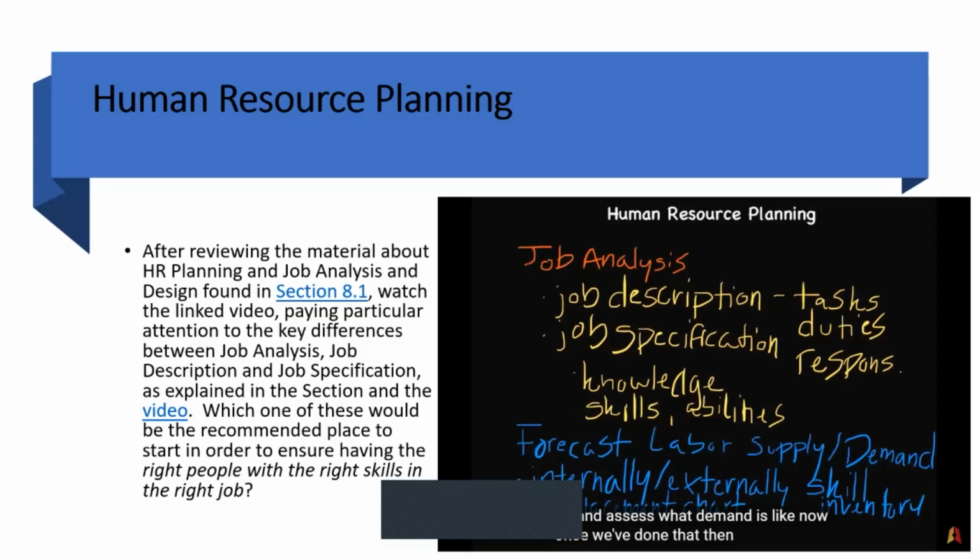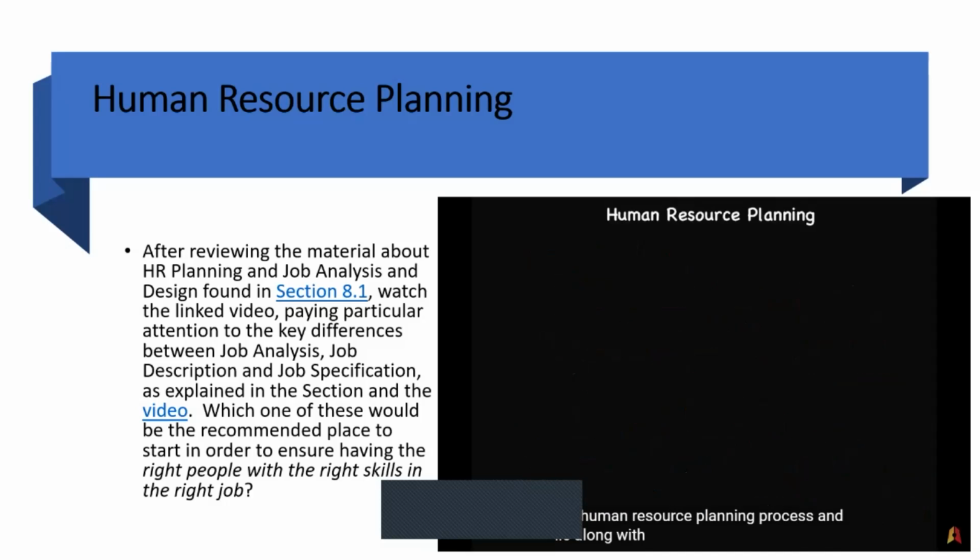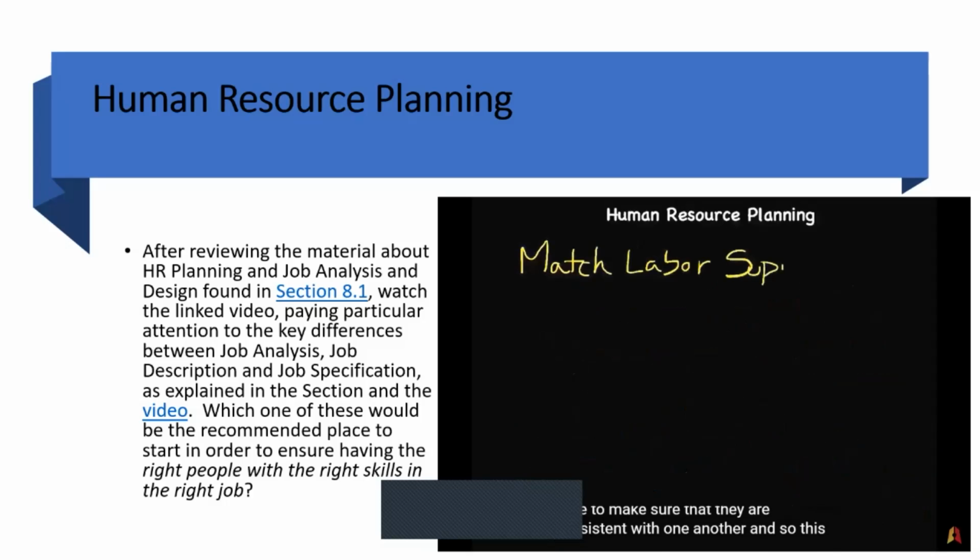Now, once we've done that, we're going to go on to the last stage of the human resource planning process, and that lines up with demand. What we need to do here is, now that we've forecasted what demand is like, and we know what our labor supply is, we have to make sure that they're consistent with one another. And so this can involve a couple of different scenarios.